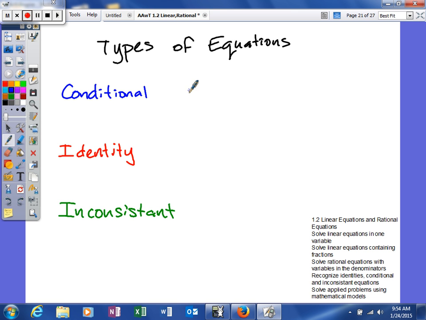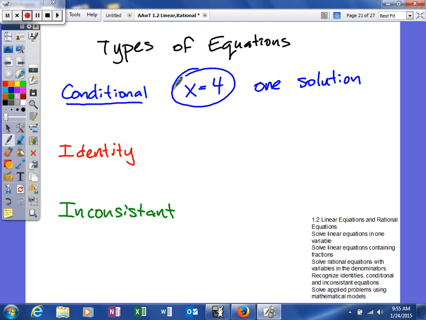So a conditional statement is this, when you get x is equal to 4. So if you solve an equation, you get an answer of 4. 4 is the value that makes that true. x could be 5, x could be -3, x could be 0. Those are values that make it not true. So it's conditionally true. So what you will get is one solution. Again, here's the name of the equation. Here's what our answer looks like, and that means we get one solution.